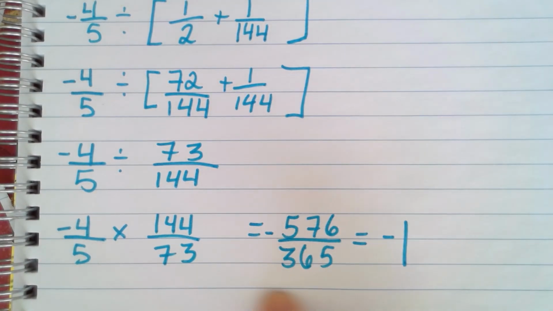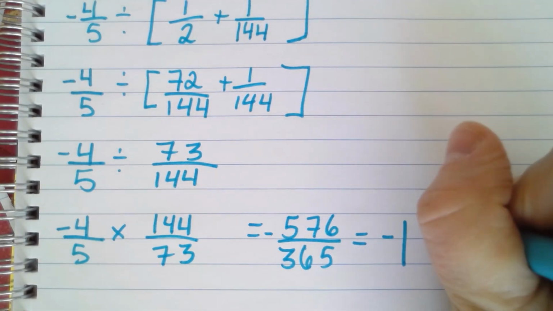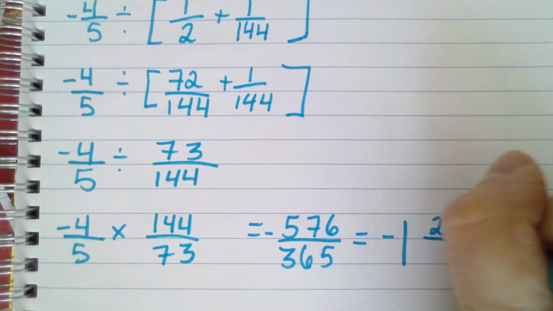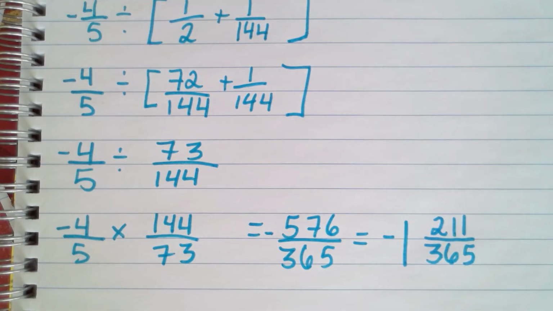So 365 can come out of 576 once, and there's going to be 211 pieces out of 365 that there were. Now this one does have a larger denominator, however, this is something you very well could see in these types of questions. Hope this helps.